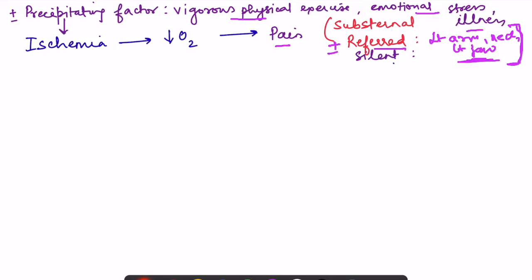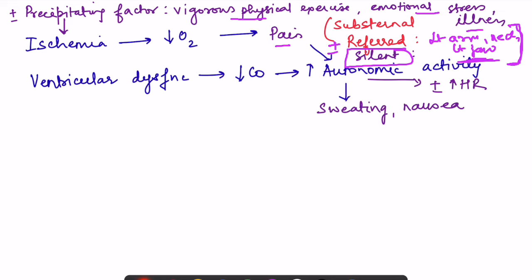Sometimes there may not be any pain, and that is known as silent myocardial infarction, and that generally occurs in diabetic patients because of the presence of diabetic neuropathy. So the nerves themselves are not working, so the person will not be able to perceive the pain.